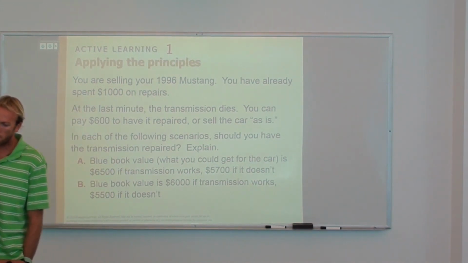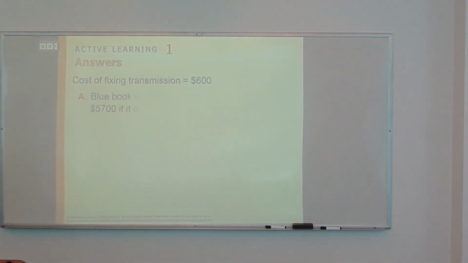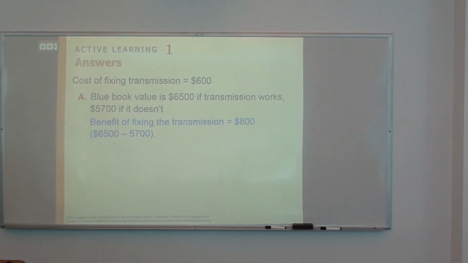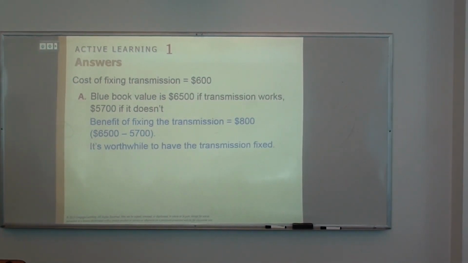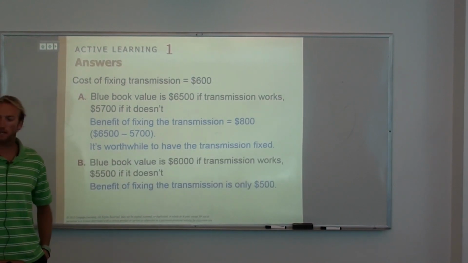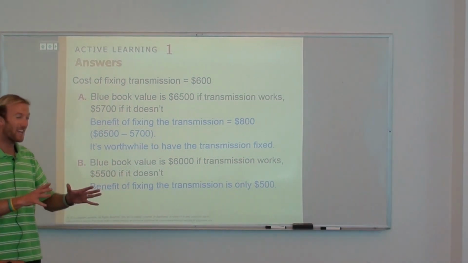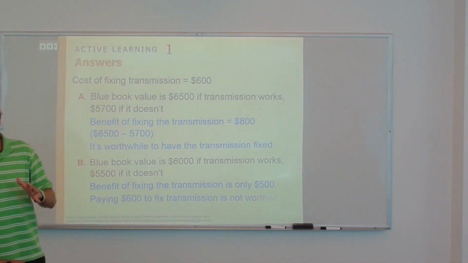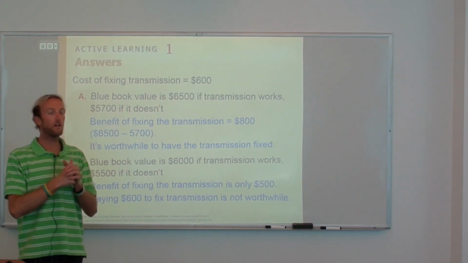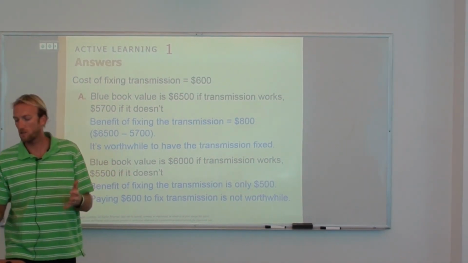In B, you definitely don't want to do it, right? So here's exactly what we said. The benefit of fixing the transmission is $800 in part A, so you do it because it only costs $600. I compare the benefit to a cost. The other side is that if I change the incentives so the benefit is only $500, suddenly I don't want to change the transmission.